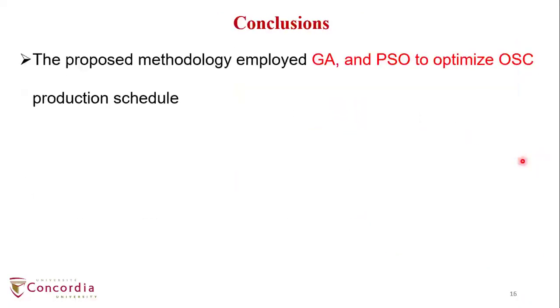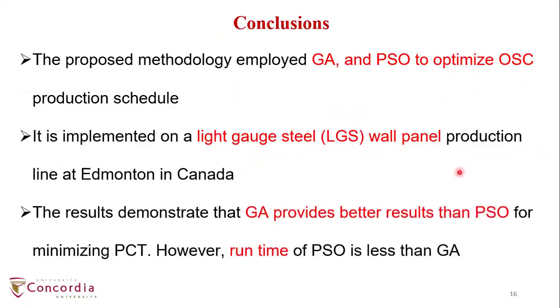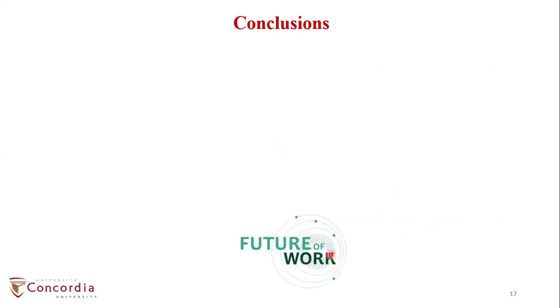Conclusion. The proposed method employs GA and PSO to optimize the offsite construction schedule, and we have implemented it in a light gauge steel wall panel production factory in Edmonton, Canada. The results reveal that GA provides better results than PSO for minimizing the makespan. However, PSO generates results relatively faster than GA.